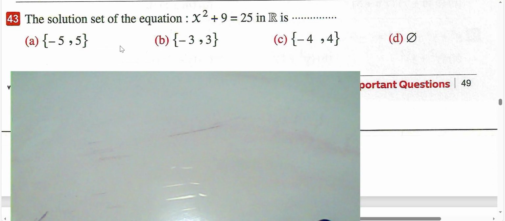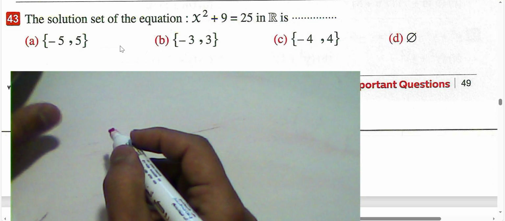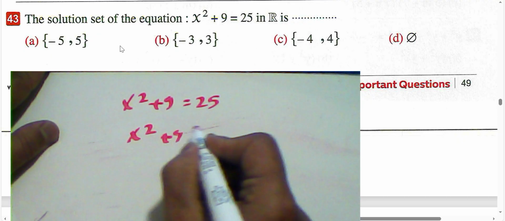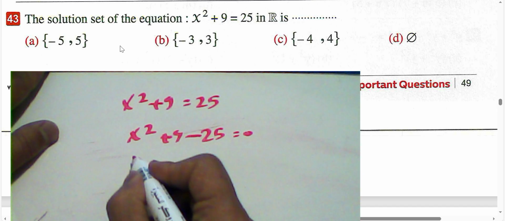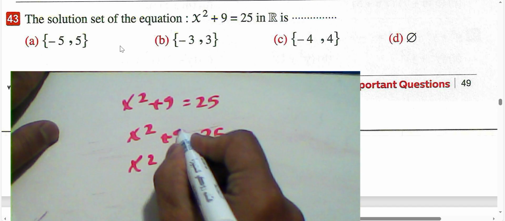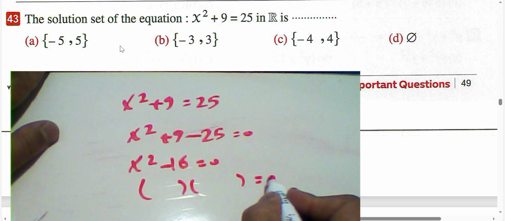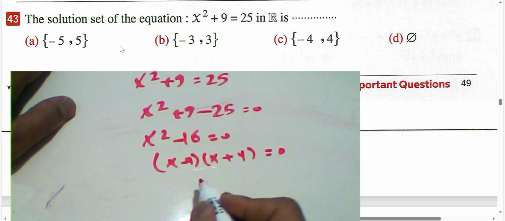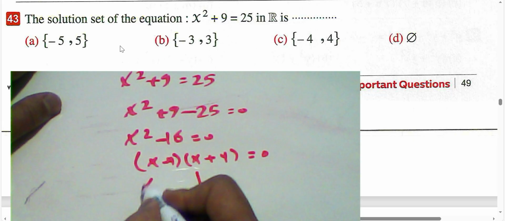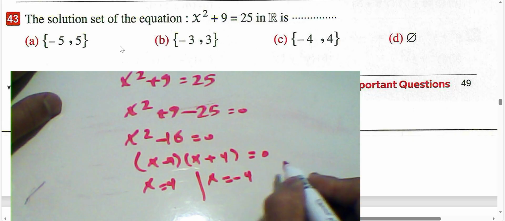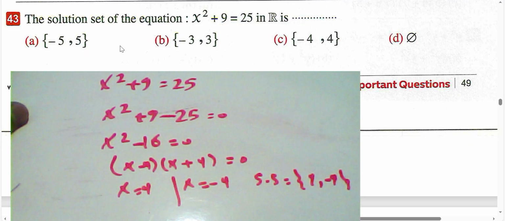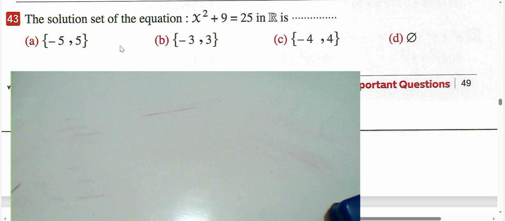Next question, number 4. Solution set of the equation x power 2 plus 9 equals 25. Then x power 2 plus 9 minus 25 equals 0. Then x power 2 minus 16 equals 0. We can collect together and then factorize the expression: x times x power 2, negative 4 and plus 4. We have two terms whose product equals 0. Then the first equals 0 or the second equals 0. The solution set will be 4 or negative 4. Okay, next question.